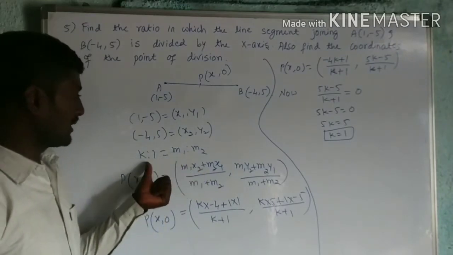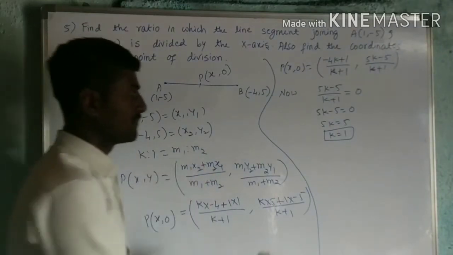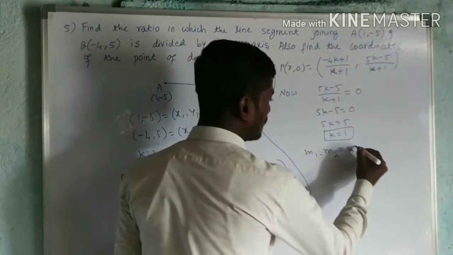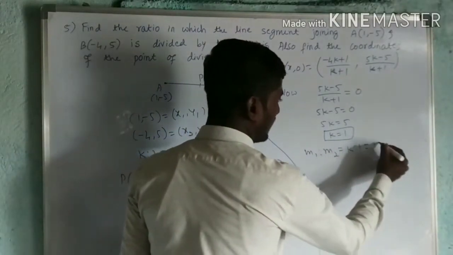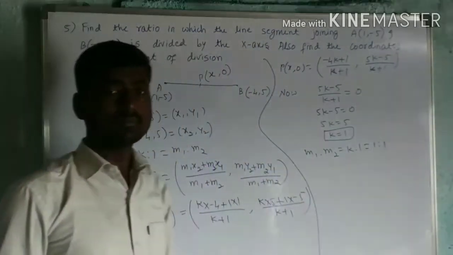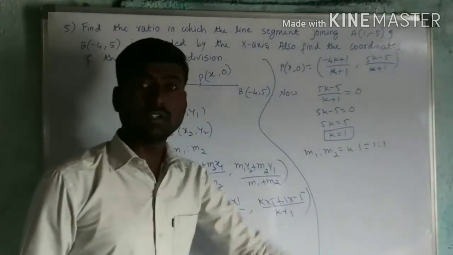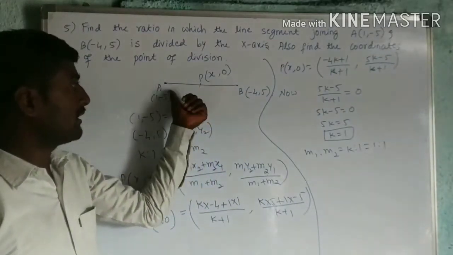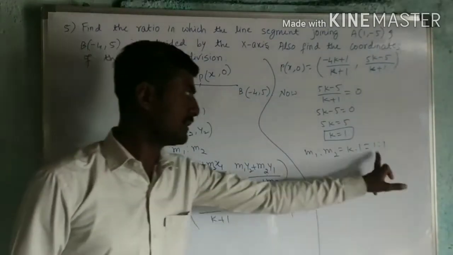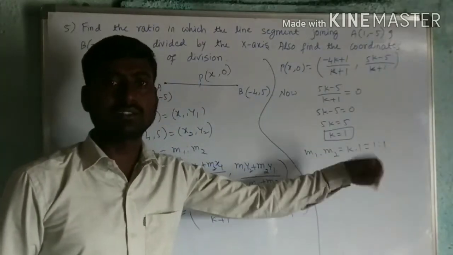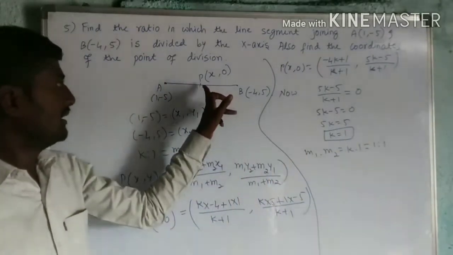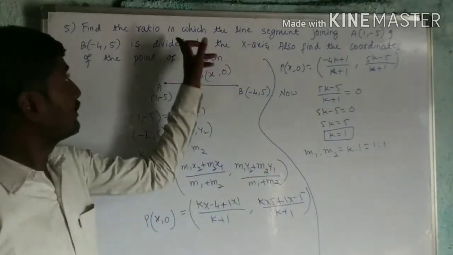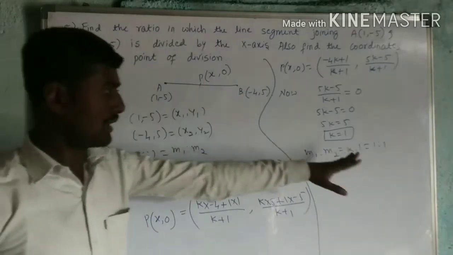If k is equal to 1, then the ratio m1 to m2 is equal to k to 1, so the value is 1 to 1. If you are getting a 1 to 1 ratio, it means this point P must be the midpoint of AB, because the same ratio is there, 1 to 1 or 2 to 2 or 3 to 3, like this. So they asked us to find the ratio, and I got it.